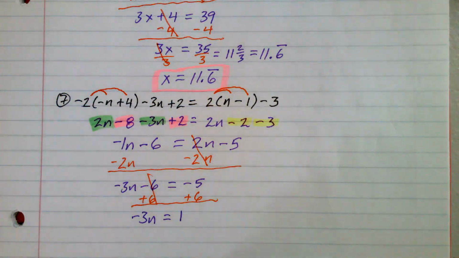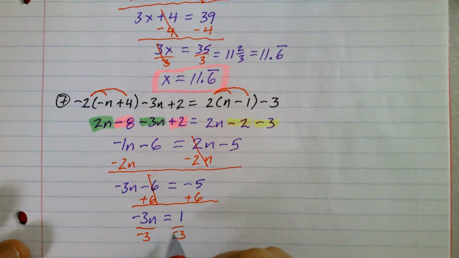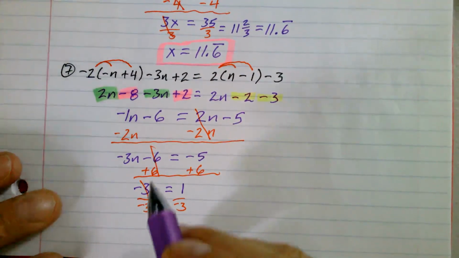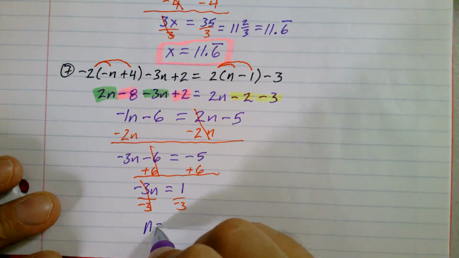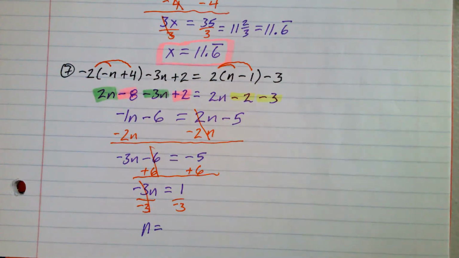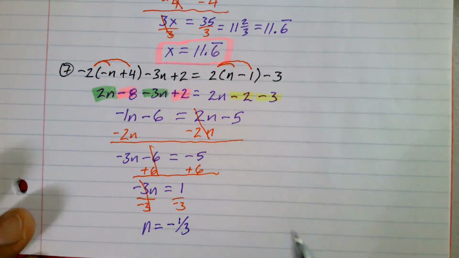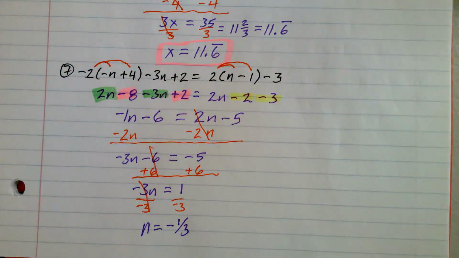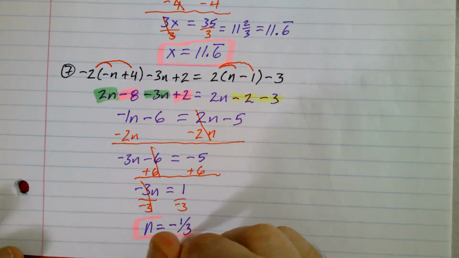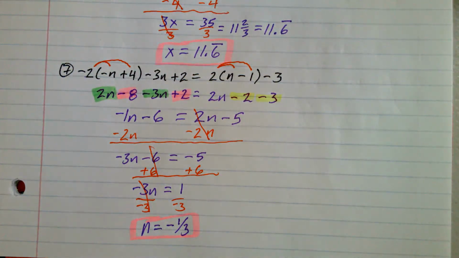Get rid of the coefficient by dividing out. And I end up with n equals, what's my answer? Negative 3 doesn't go into 1, so just write it as negative 1/3. My answer turns out to be negative 1/3. And that's it.